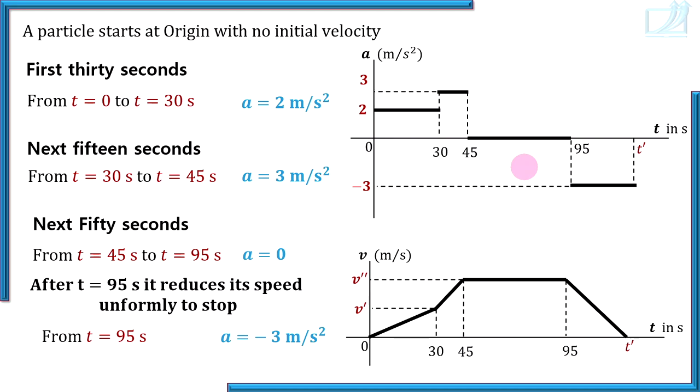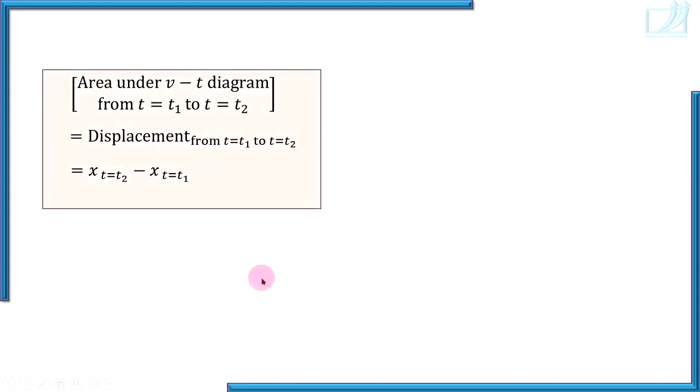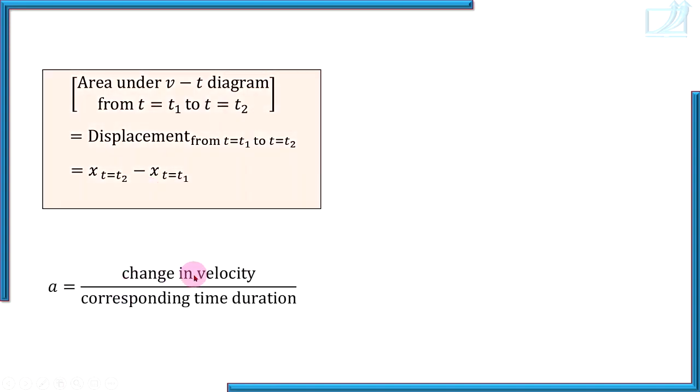What we are going to study in this lecture, listen. If a particle is moving in such a way that its acceleration is different in different time intervals, but in each interval it is a constant, then to analyze the motion, draw a VT diagram. And what after drawing the VT diagram? Area under the VT diagram gives displacement, and of course displacement is change in position, and change in velocity divided by time duration is acceleration.